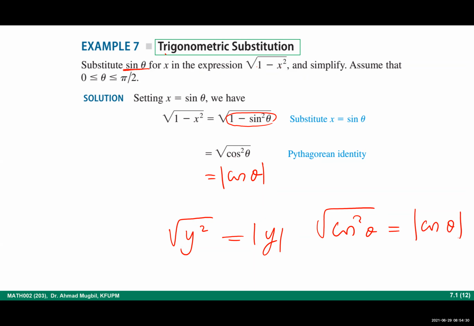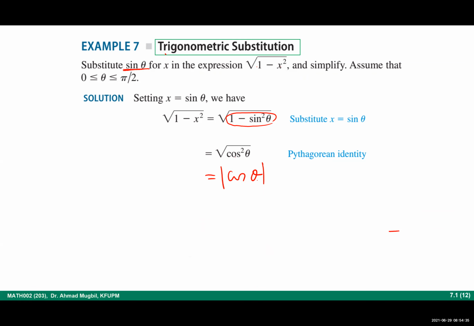But you need to ask yourself now, is cosine theta positive or negative? If it is positive, you will remove the absolute value. If it is negative, you will write negative cosine. So how do we know? Where is theta? Theta is between 0 and pi, he gave me here. Because theta is between 0 and pi, in which quadrant is it? It is in quadrant number 1. In quadrant number 1, cosine is positive. So this is indeed correct without the absolute value.